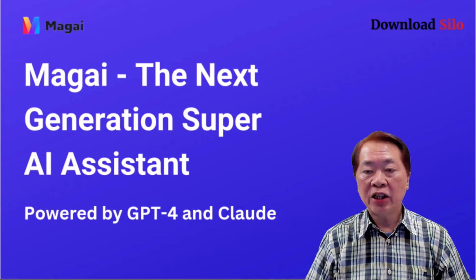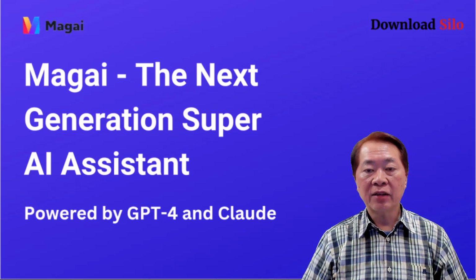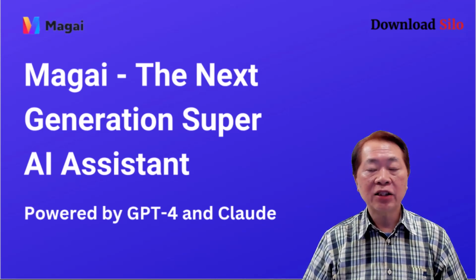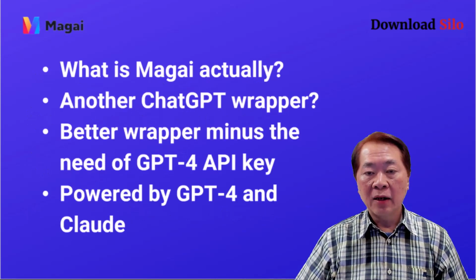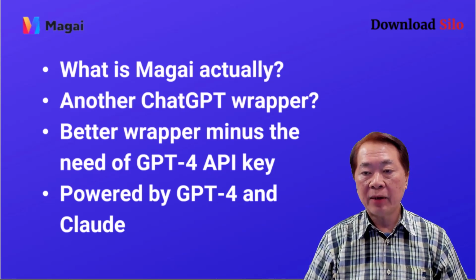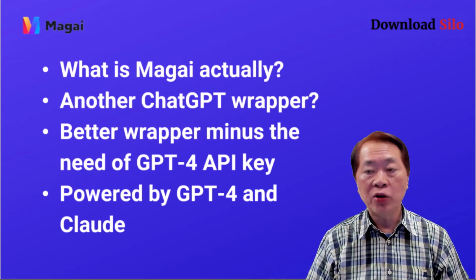There are so many ChatGPT Chrome extensions and wrappers around, each claiming to make the use of OpenAI key easier, faster, and better. Are they true? Today, I'm going to do a review on the latest super AI assistant called Magai. But first, what is Magai actually? It is another ChatGPT wrapper which has a better UI and UX when using ChatGPT.